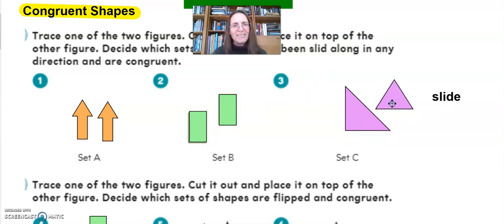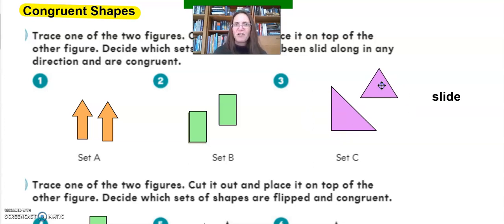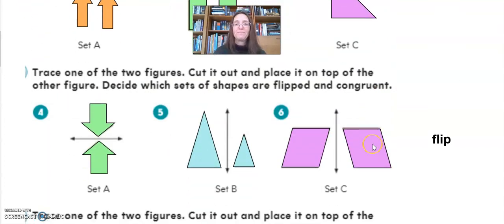Now how about these pink triangles? Although I can see that they're both triangles, this triangle is a special kind of triangle that has a right corner in it. Right angle, that is 90 degrees. This triangle has only acute angles. And when I try to put them over each other, well, they just don't match, do they? So these two are not congruent.